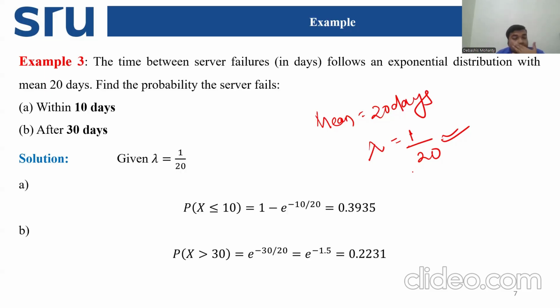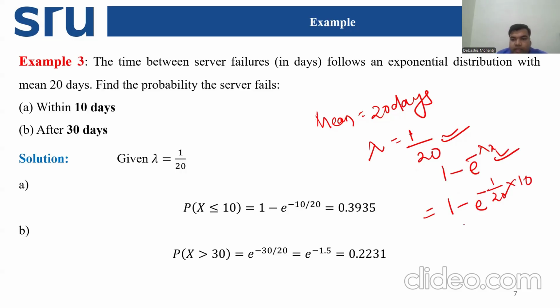Try to understand the word within. Within any period, what is the formula? I already told you: 1 minus e raised to the power minus lambda x within that time period. So that is equal to 1 minus e raised to the power minus lambda, the value is 1 by 20, into the x value.